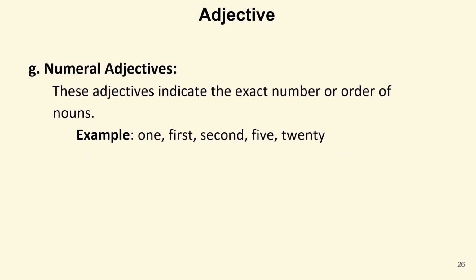Now numeral adjectives we have already discussed. I have already told you about these adjectives like one, first, second, twenty. So it is further divided into two parts, that is definite and indefinite. Definite is cardinal and ordinal. And indefinite is many, some, all, but the words which qualify countable nouns only. And if it is qualifying uncountable nouns, then it is a quantitative adjective.